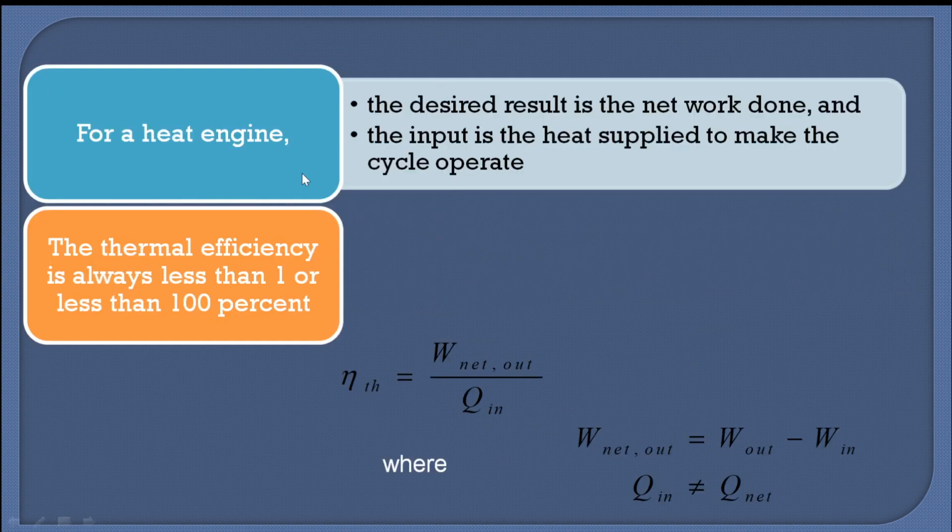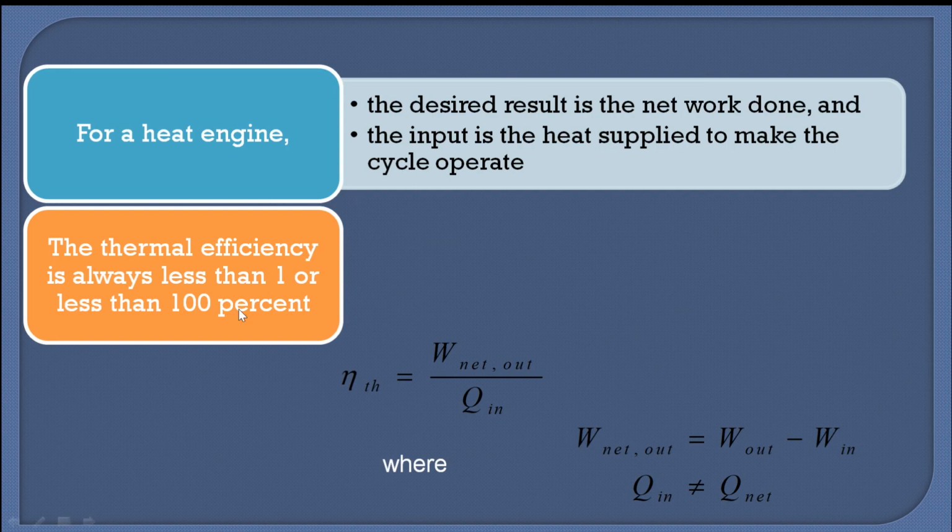So let us see the mathematical expression of thermal efficiency. Let us derive the thermal efficiency of a heat engine. The desired result in the case of a heat engine will always be work done. So what about work absorbing devices? There are still efficiencies for compressors or pumps, which we will discuss later. Thermal efficiency is specifically applied to a heat engine, where the input is thermal energy or heat.